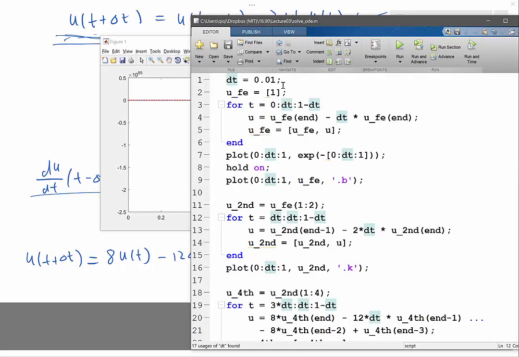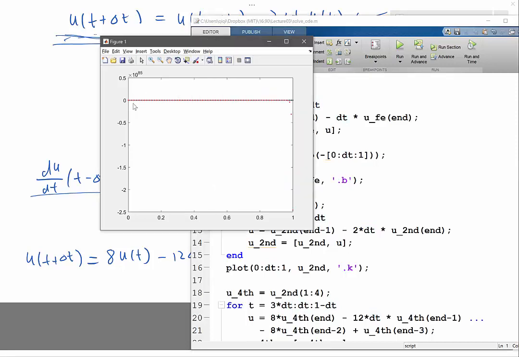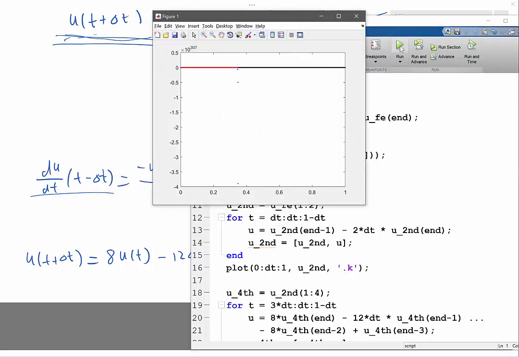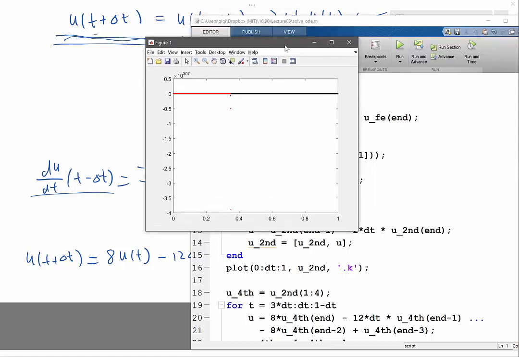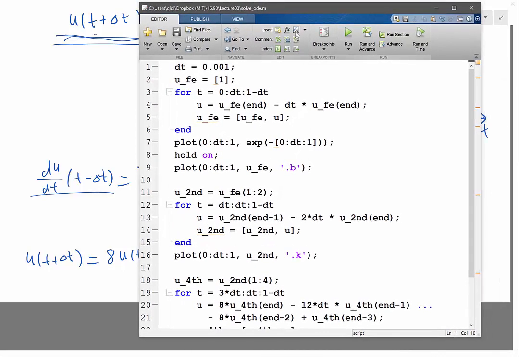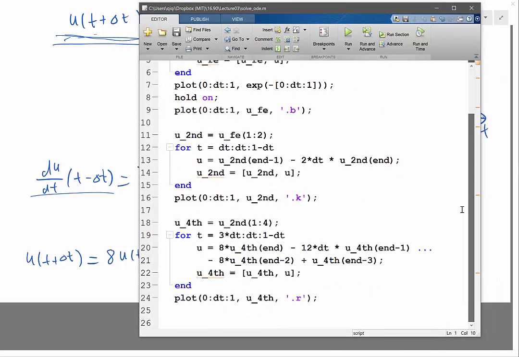So let's refine it to see. Let's give it one more 0. Okay. Nope. Now it just goes away faster. Hasn't helped. I would say there's a typo. There is a typo. Yeah. Okay. So it's either that or a math error.